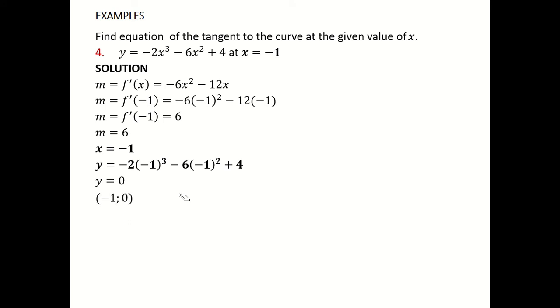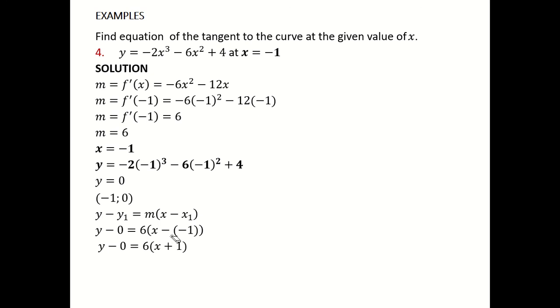You do have x1, which is negative 1, and y1 is 0. You do have the gradient, which is 6. So where there's m, you're going to substitute that 6. y1 is 0, x1 is minus 1. Please note that because x1 is minus 1, I've put it in brackets. Negative multiplied by negative is positive. This is what you're going to have.